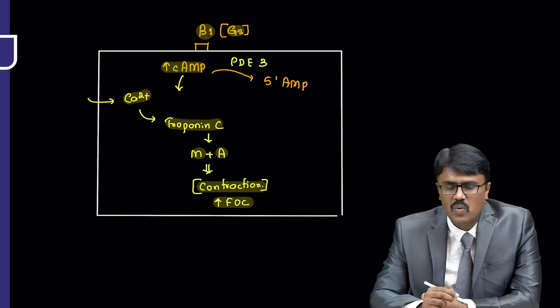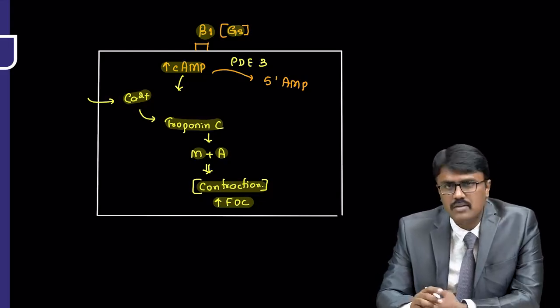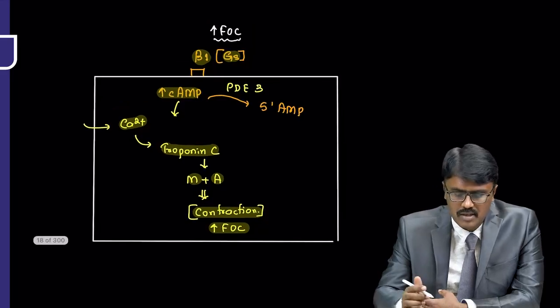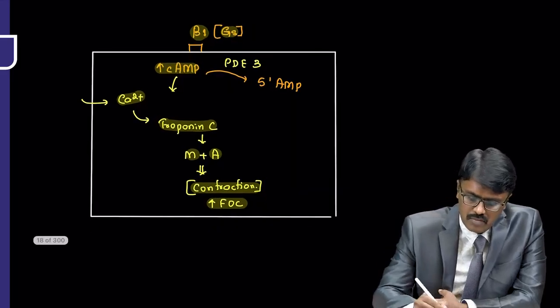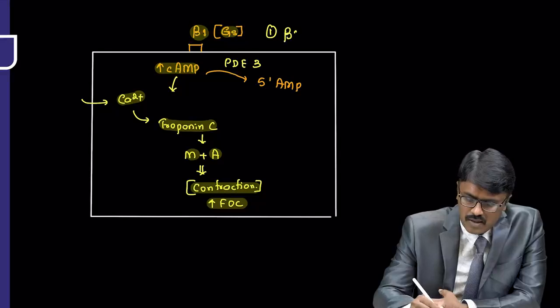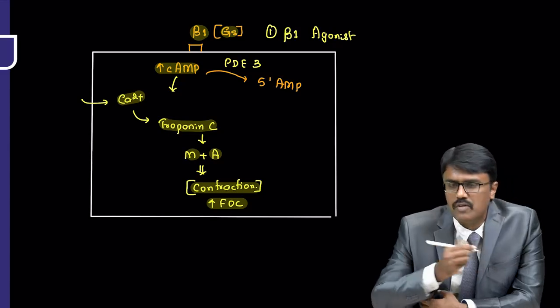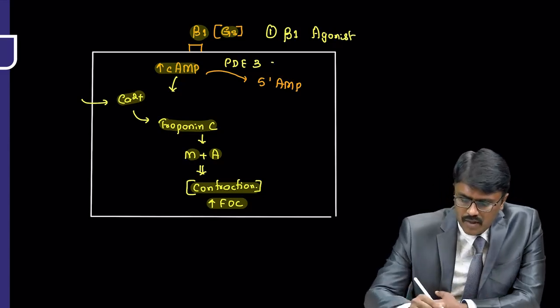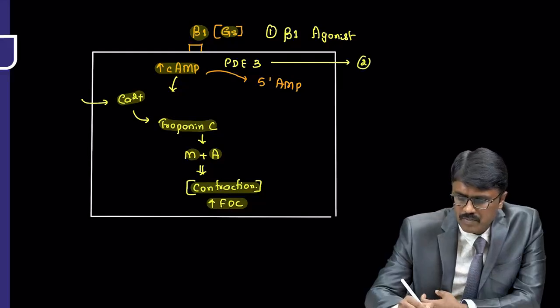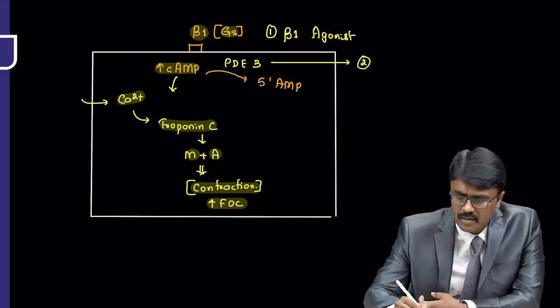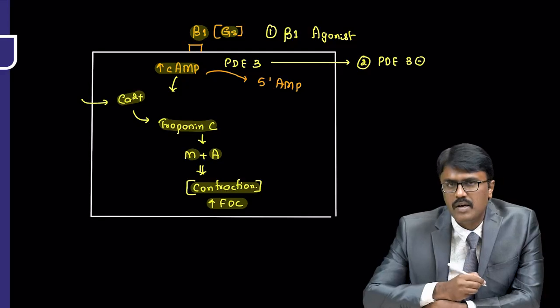Now tell me, what are the ways where I stimulate so that the force of contraction increases? Number one, you can use beta 1 agonist. So the drugs which stimulate beta 1 are called beta 1 agonists. That can be used. Number two, you can inhibit the phosphodiesterase. So let me write them as phosphodiesterase 3 inhibitors.